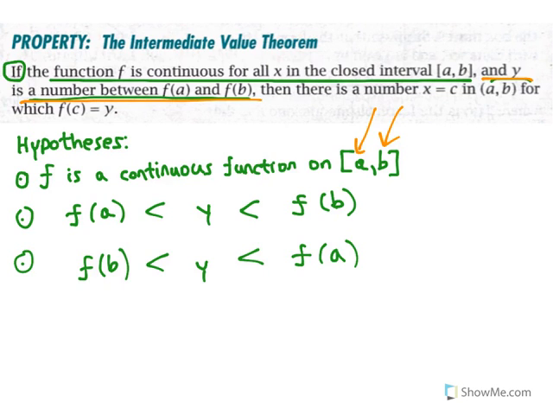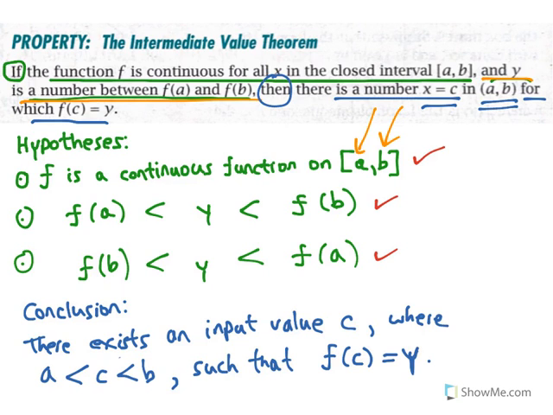So whatever f of a and f of b may be, you have a y that's between f of a and f of b. So if these three conditions are satisfied, then the intermediate value theorem applies. And it states the following. Then there is a number x equal to c between a and b for which the function's output at c will be equal to y.